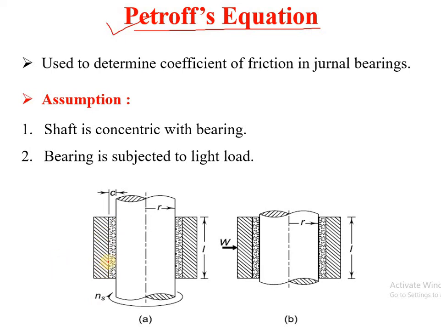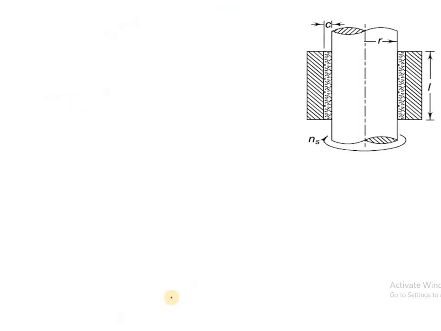Now this is the diagram showing the journal and the bearing. This is the shaft, and the shaft which is inside the bearing is called the journal, as we have discussed. This is the clearance space which is denoted by C, that is clearance. R is the radius of journal. Ns is the speed of journal. L is the length of bearing. This is the first diagram, and in the second diagram there is also a load acting on it. What that is we will see later. First we will discuss diagram A.